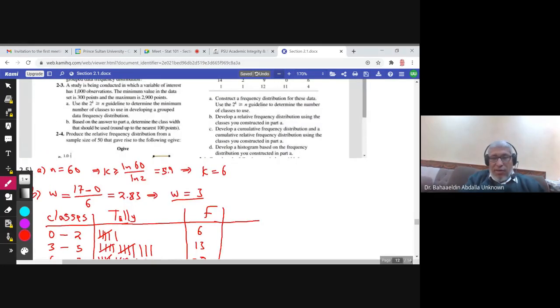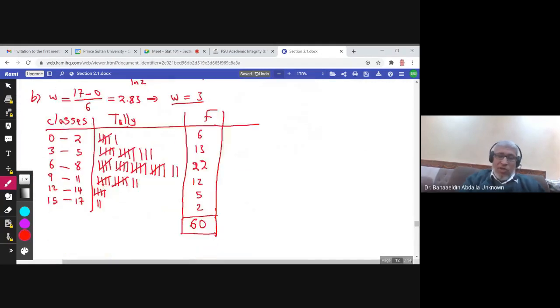Next, develop a relative frequency distribution. So I should find the relative frequency. To find the relative frequency, you divide 6 by 60, so you get 0.1 and so on. I leave it for you to do. The total relative frequency should be 1.